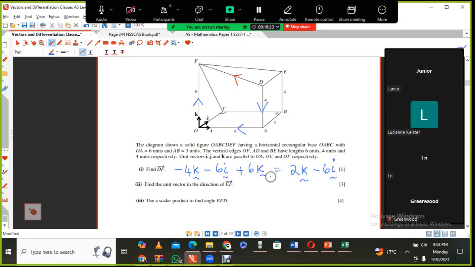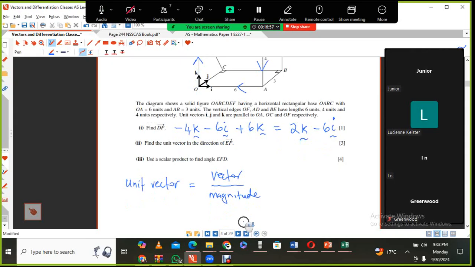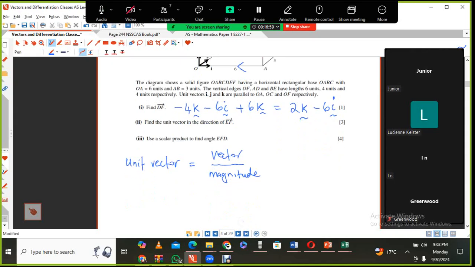Are we together there, Linda? Yes, sir. Okay. Now, how do you find the unit vector? You take the vector and then you divide it by the magnitude. So let us find EF. So first let's find EF.